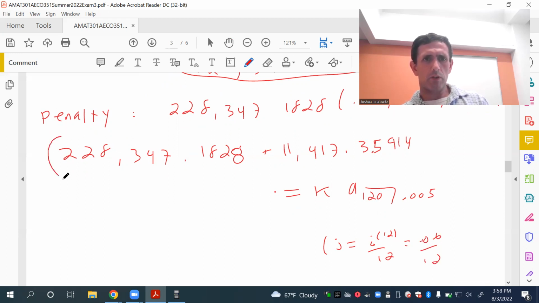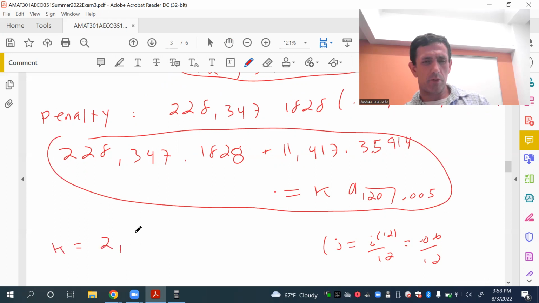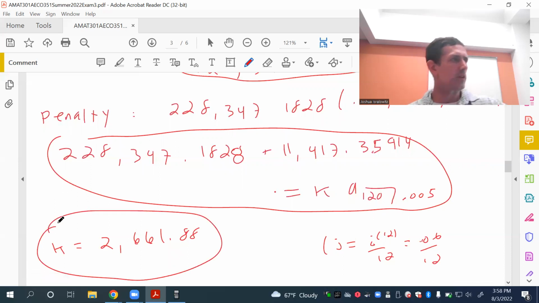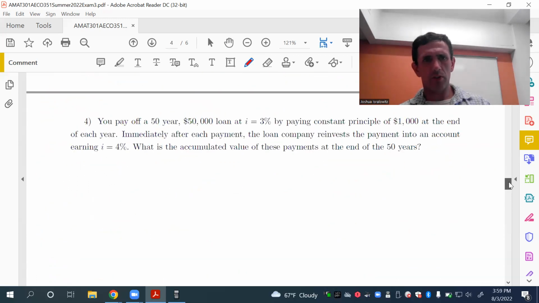All right, so solve this here again for K. And we get 2,661.88. Actually, I didn't do it without the penalty. It's not a huge penalty relative to how much you owe, so I don't think it'd make a big difference. But anyway.